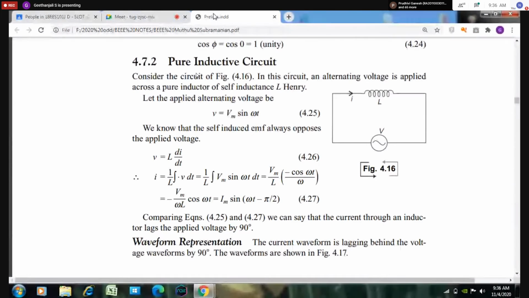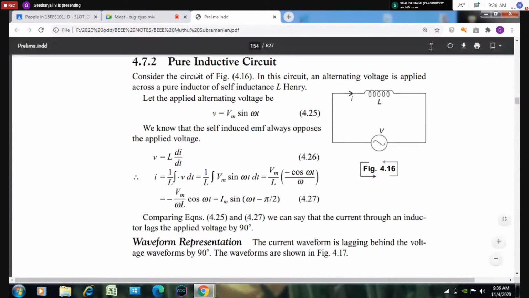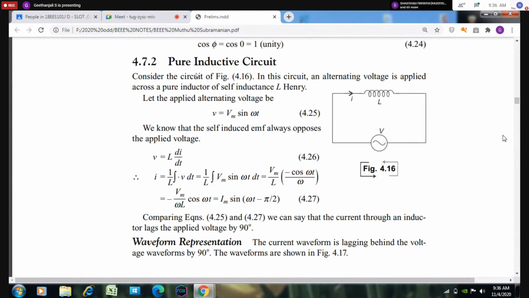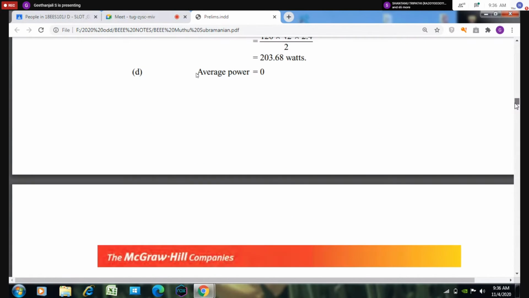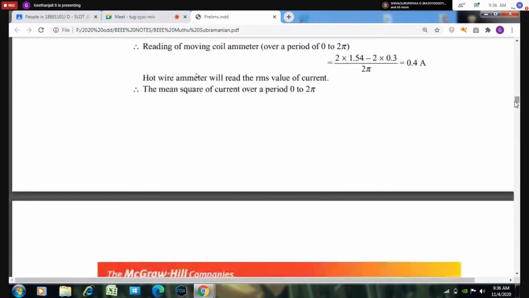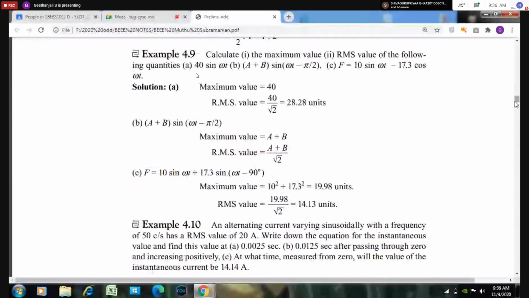So pi by 2 is the angle, and the minus sign is for the lagging. This particular waveform, that is I, is lagging the reference by an angle of pi by 2. This is the conclusion we obtain from equations 25 and 27. Next we move on to the waveform representation. As of now, we know that the current is lagging by an angle of pi by 2 with respect to voltage for the pure inductive circuit. Now we will see the waveform representation.